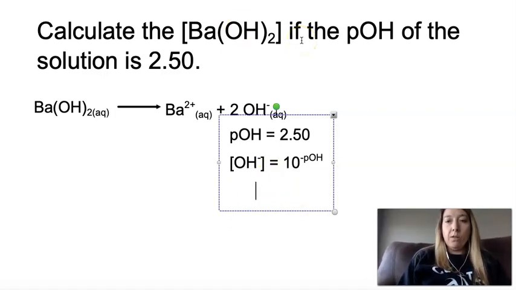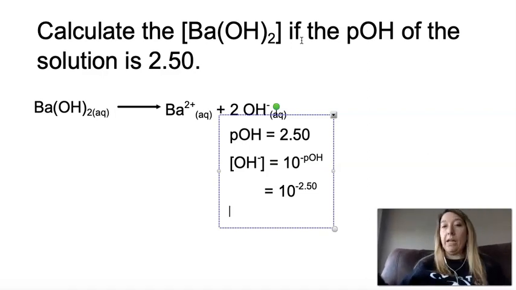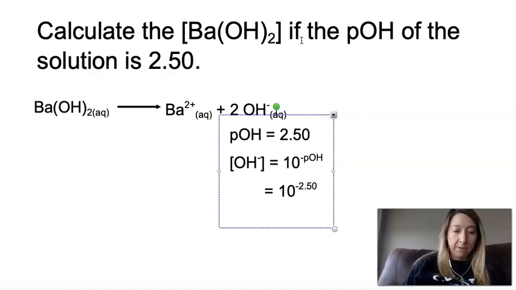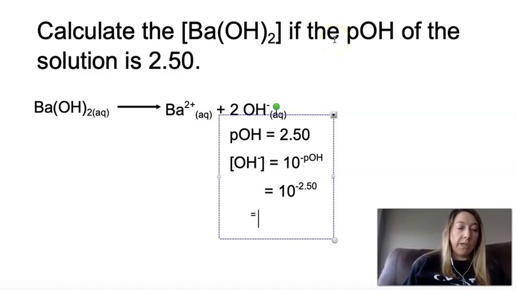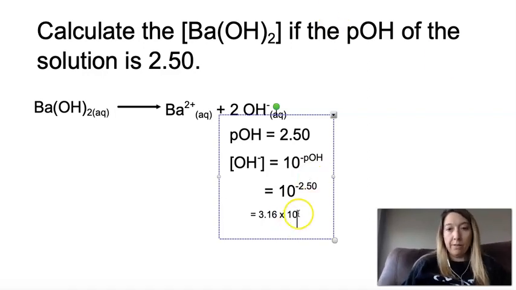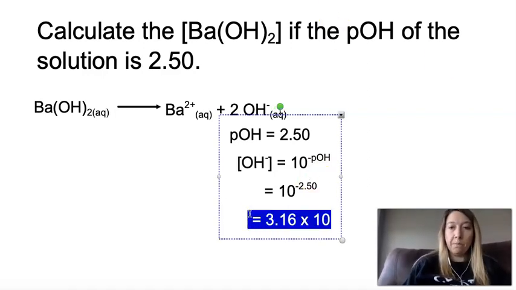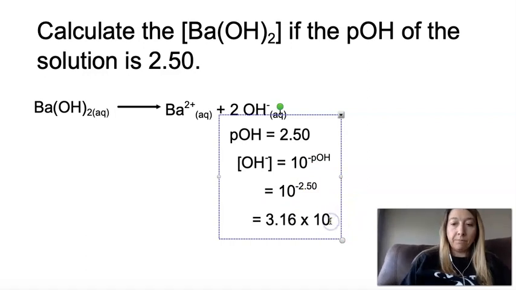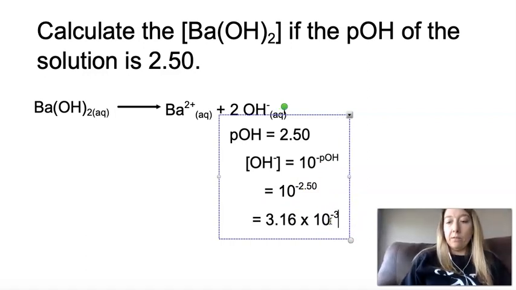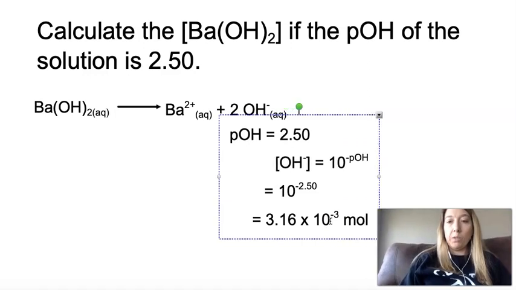Okay, it's going to equal 10 to the negative 2.50. So we can go ahead and calculate what that is. So 10 to the negative 2.5. We get that the concentration of hydroxide is equal to 3.16, and that number does keep going, times 10 to the negative 3, and this is going to be moles per liter.